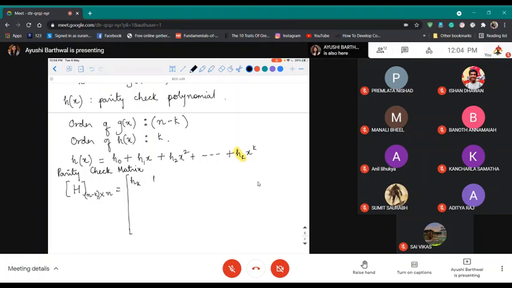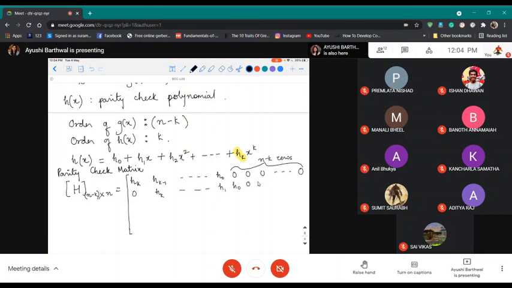So it will start with hk, the next element would be hk minus 1, you have to repeat it up to h0. Since the number of columns will be n, and these are k number of elements, you have to write n minus k zeros over here. Similarly, the next row will be written by shifting one element.